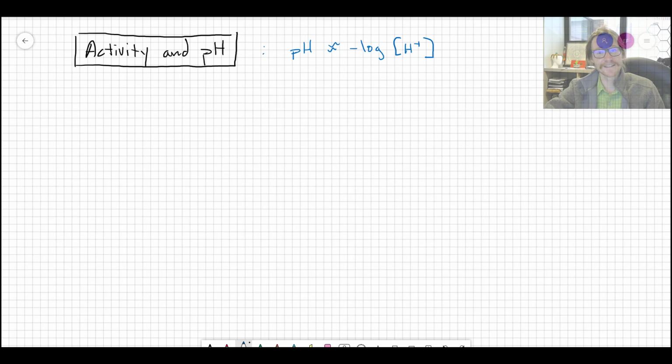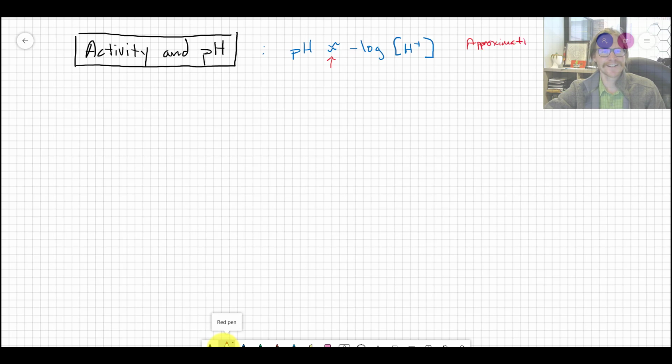And so, of course, that extends to pH, right? Because pH is thinking about the negative log. It's a measure of really how much hydrogen ion we have dissolved in solution in water, and it tells us that the pH is equal to the negative log of hydrogen ion concentration. But I put this squiggly line here because this is an approximation.